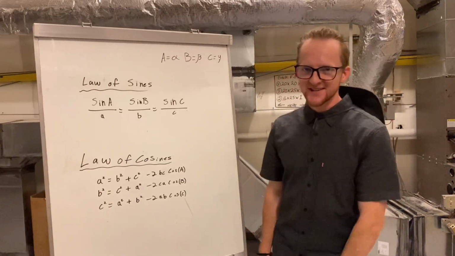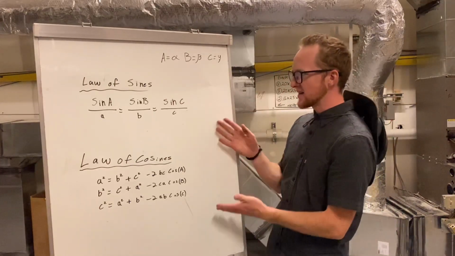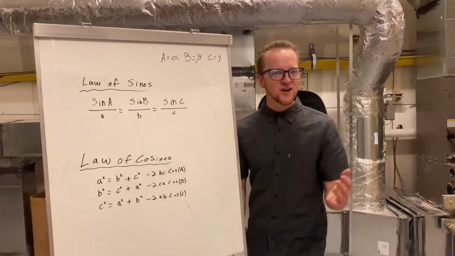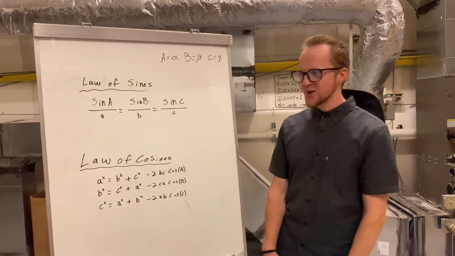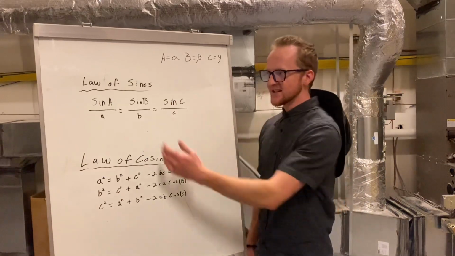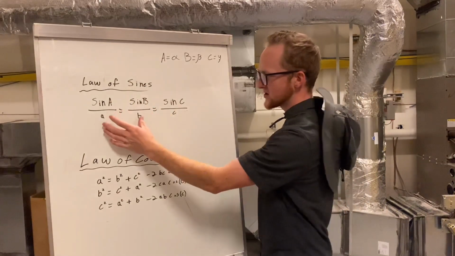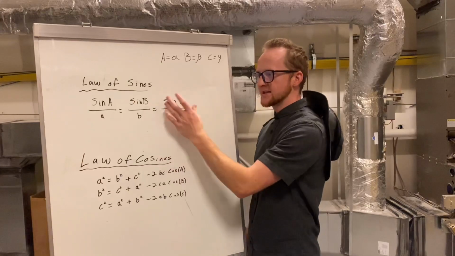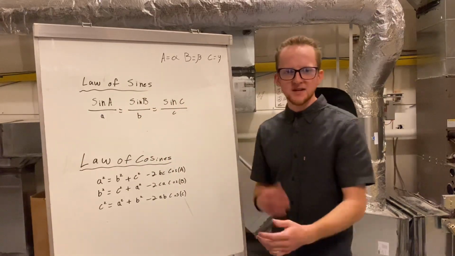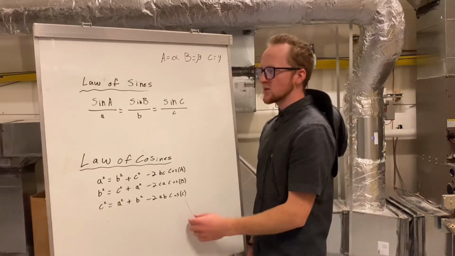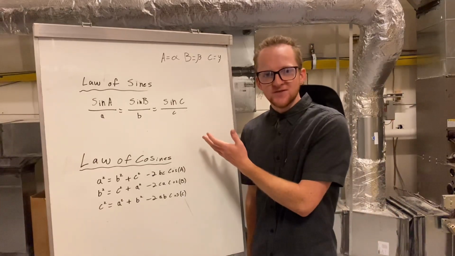The law of cosines and the law of sines are represented by these equations. We use them to find the unknown sides and the unknown angles of a triangle. So the law of sines is that you have two angles over two sides. And so the A, B, and C are all equal to one another, so you can mix and match. So that's the law of sines.